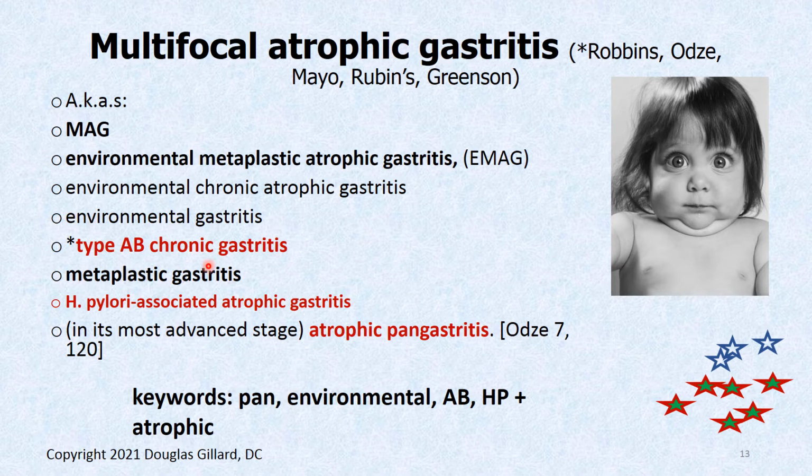The key words when looking at any type of board are look for pan, because the entire stomach is affected. Right, that's the atrophic pan gastritis. Remember, non-atrophic gastritis affects the antrum, and autoimmune atrophic gastritis affects the fundus and the body of the stomach, or the fundic region of the stomach. This one affects the entire stomach typically. So therefore, sometimes it's called a pan, meaning everything gastritis. So environmental, look for AB, HP, atrophic. Those are some keys.